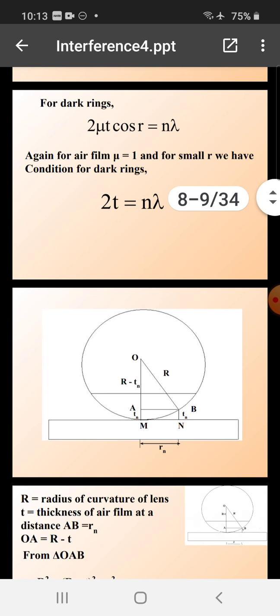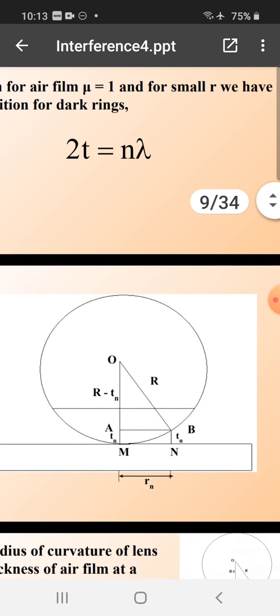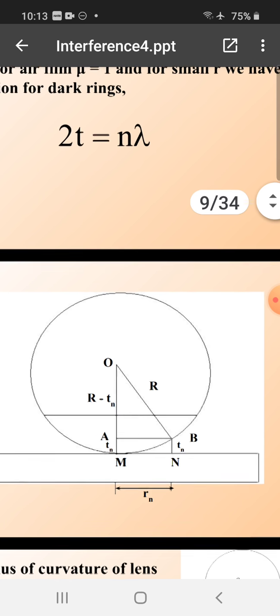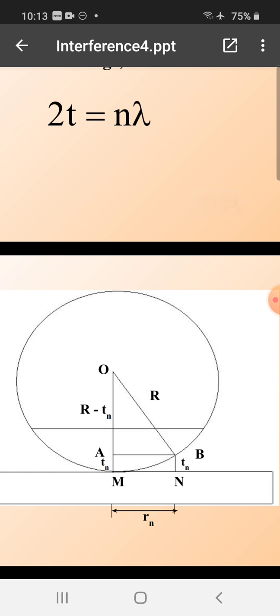Now let us come to the mathematical part of it. How do we calculate the various factors like the radius of the different bright and dark rings? Concentrate on this particular figure. The plano-convex lens is a part of that complete whole circle, a sphere whose radius is R, with center O. Let us take the thickness of the glass air film as Tn. Therefore, if OM is R and AM is Tn, then what is OA? It is equal to R minus T. From M to N, it is Rn.